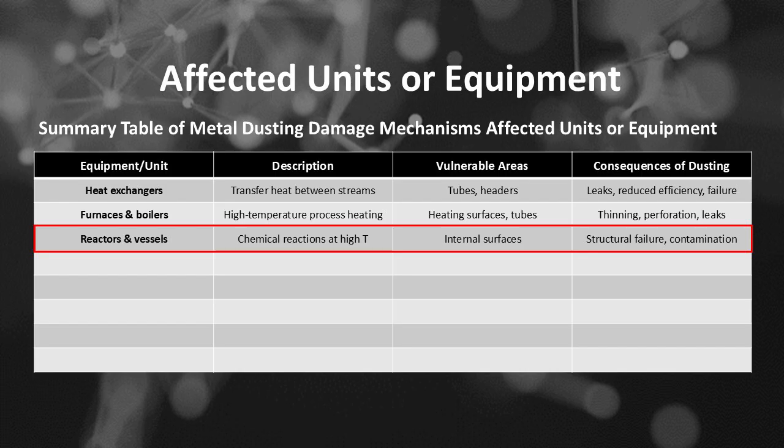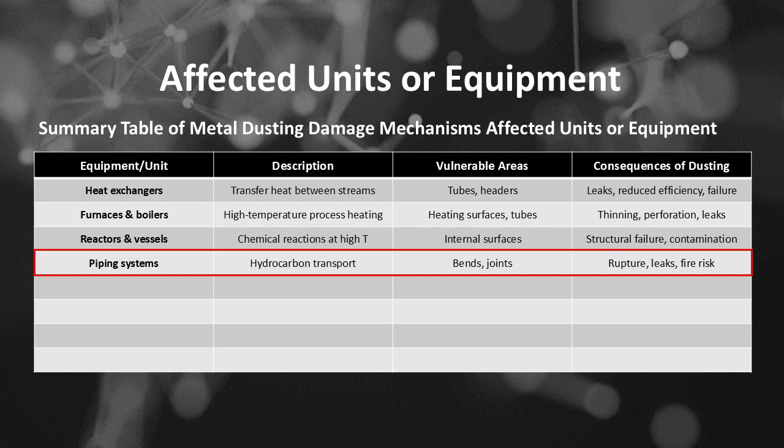If the equipment or unit is reactors and vessels, described as chemical reactions at high temperatures, the vulnerable areas are internal surfaces, and the consequences of dusting are structural failure, contamination. If it is piping systems, described as hydrocarbon transport, the vulnerable areas are bends and joints, and the consequences of dusting are rupture, leaks, fire risk.